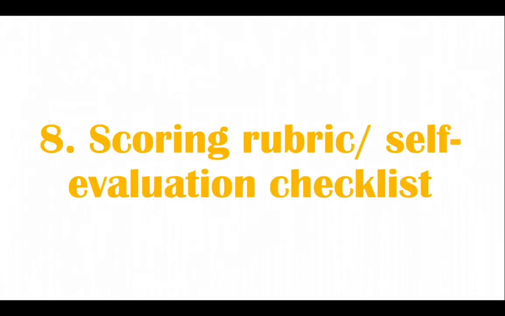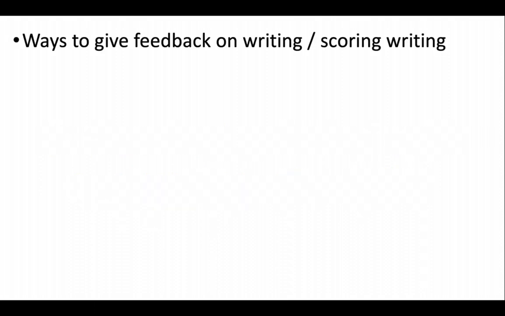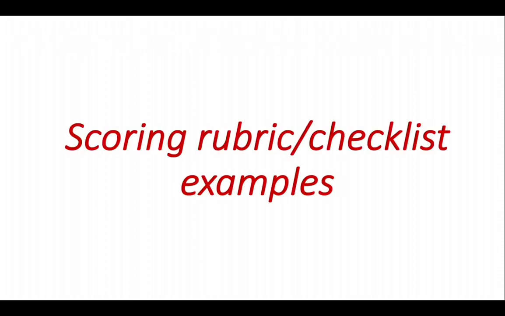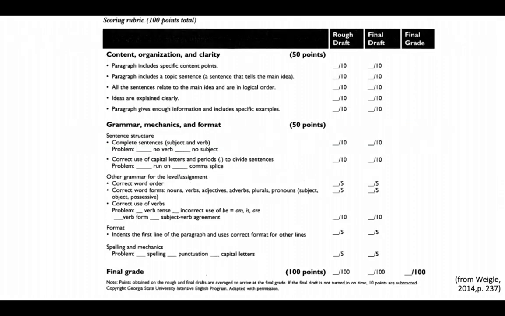Next, we're going to look at the different scoring rubrics and self-evaluation that you may use in your classroom. Here we have an example of ways to give feedback on writing and scoring. So that's what we're going to look at. Here we have an example of a scoring rubric.